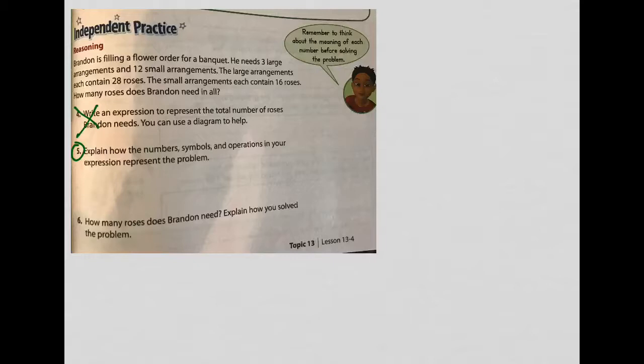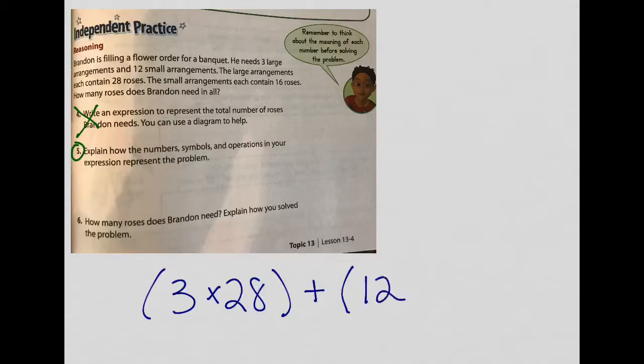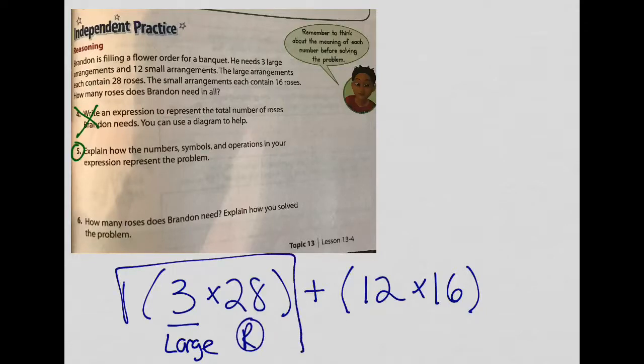Let's look at question 5 together. Explain how the numbers, symbols, and operations in your expression represent the problem. Okay, so let's talk through what I just said before. So we had 3 large arrangements with 28 roses in each of them, and we added that to 12 small arrangements with 16 roses in each of them. To explain how the numbers, symbols, and operations represent the problem: 3 is for the large arrangements. 28 is for the number of roses, and this part of the problem is going to give me the total number of roses in the large arrangements that were ordered.